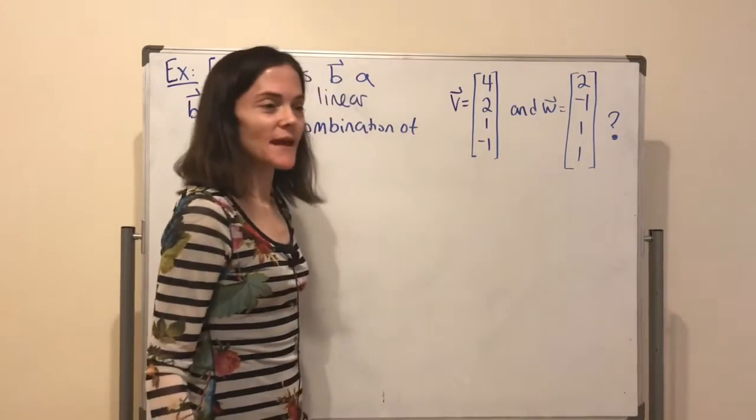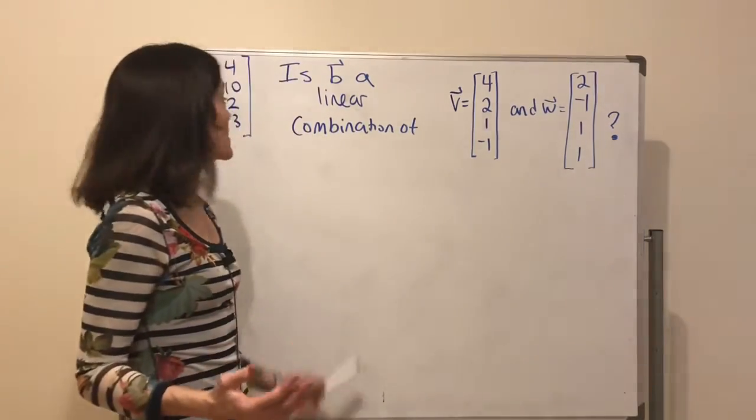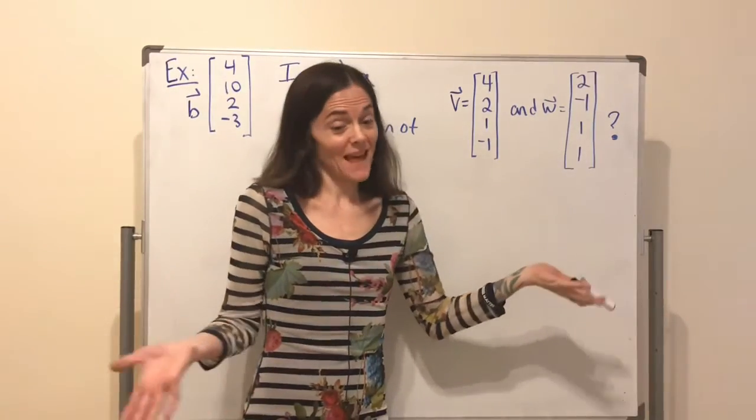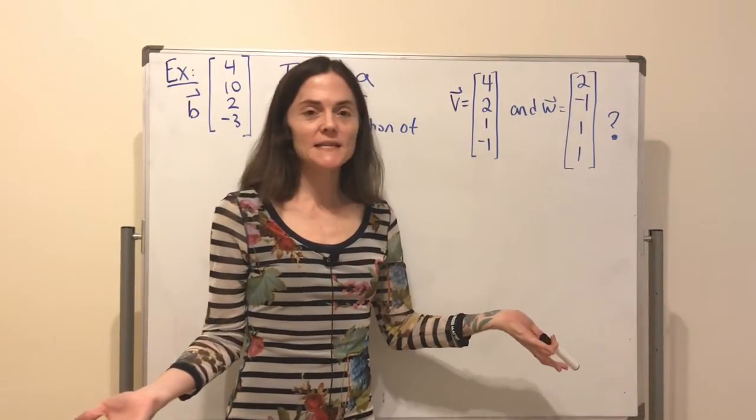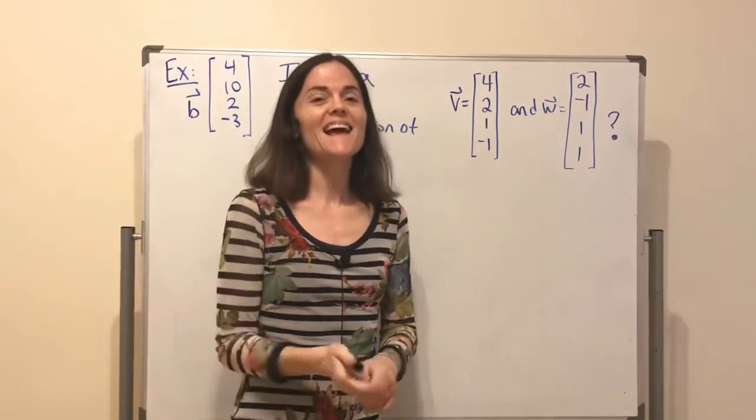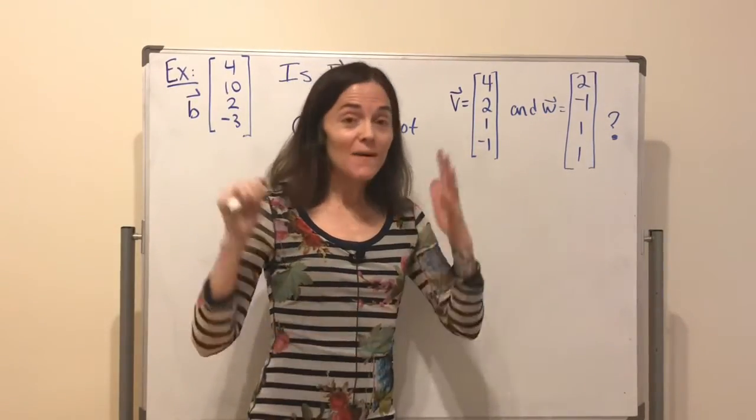So now here's a real one, right? You have a vector and two other vectors of the same length, and you want to know, is it a linear combination? And it's not so obvious. I can't just easily look at it and solve for the coefficients. So how would we do this?